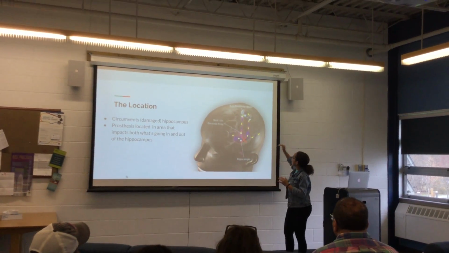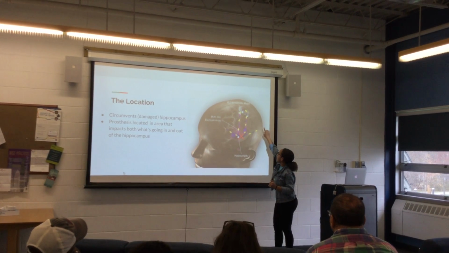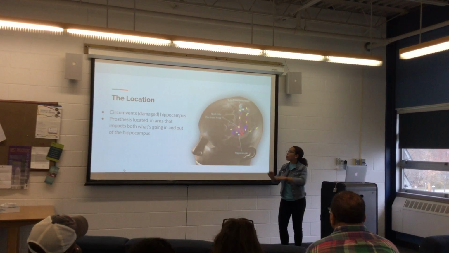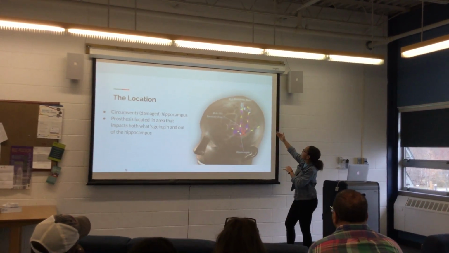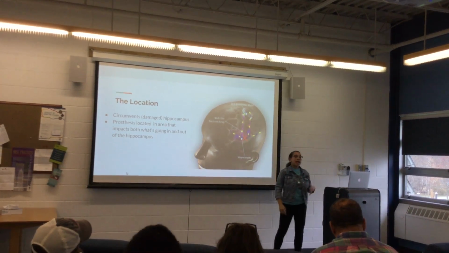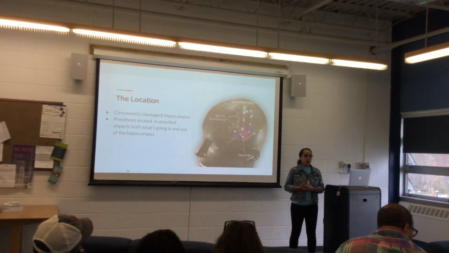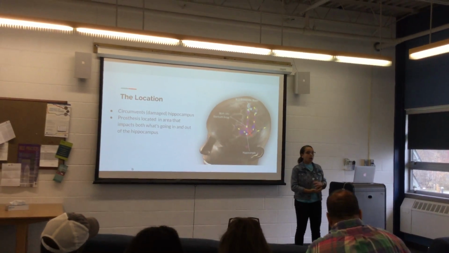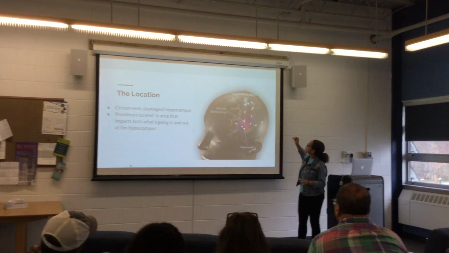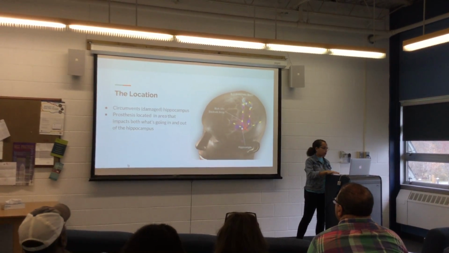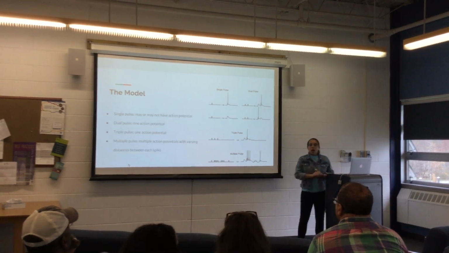So everything that comes into the hippocampus will actually go around and up into the prosthesis. And everything that goes out of the prosthesis will come out and travel in the same direction that it would if the hippocampus was functional. So this prosthesis by no means fixes or replaces the hippocampus, but it sort of circumvents it, so you don't even need to use it altogether.